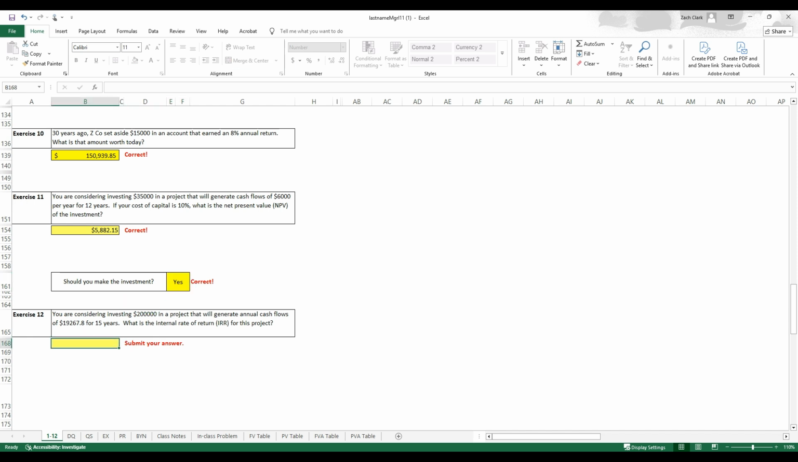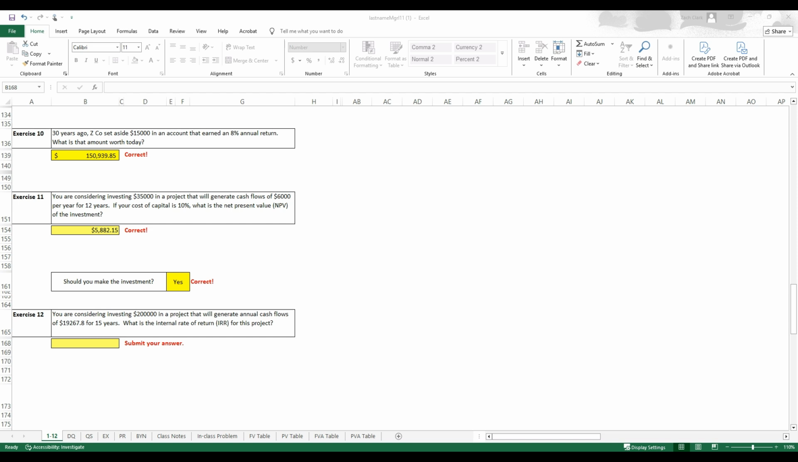Okay, on to the last problem. Exercise 12, you're considering investing $200,000 in a project that will generate annual cash flows of $19,267.80 for 15 years. What is the internal rate of return for this project? So again, you've got to have some little scratch paper off to the side for these kinds of problems for figuring out the internal rate of return.